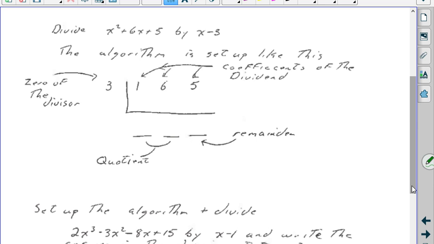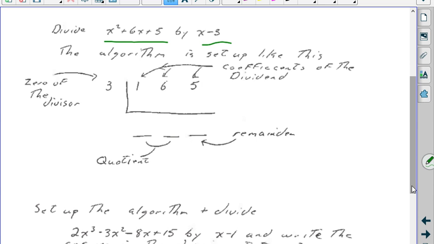Basically, it's another algorithm, and we're going to do this. We're dividing x squared plus 6x plus 5 by x minus 3. We already know the answer to this. But synthetic division takes only the coefficients in front of the dividend, and we put it inside this little box.